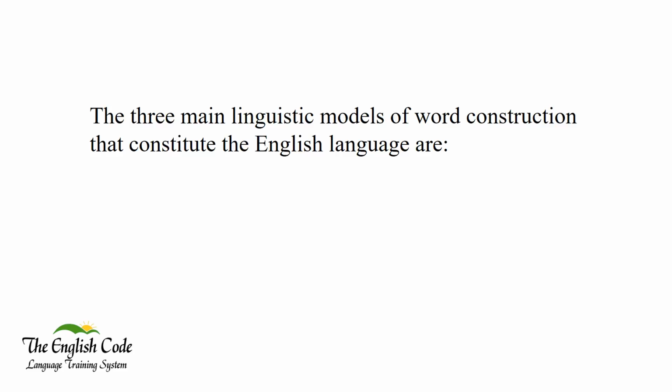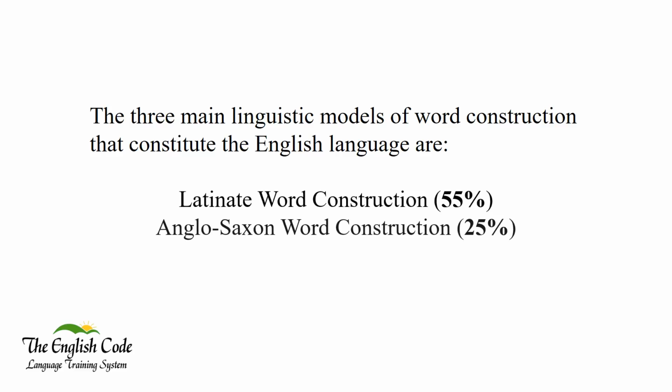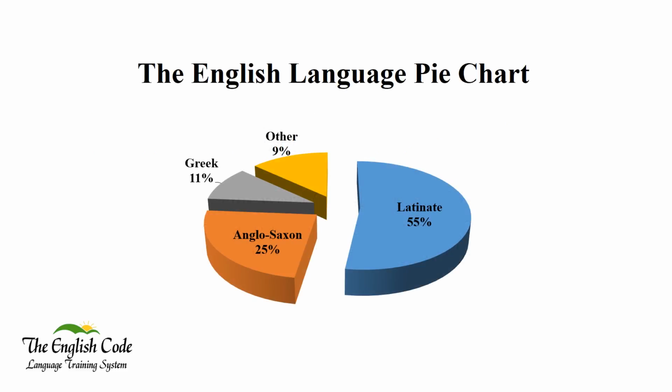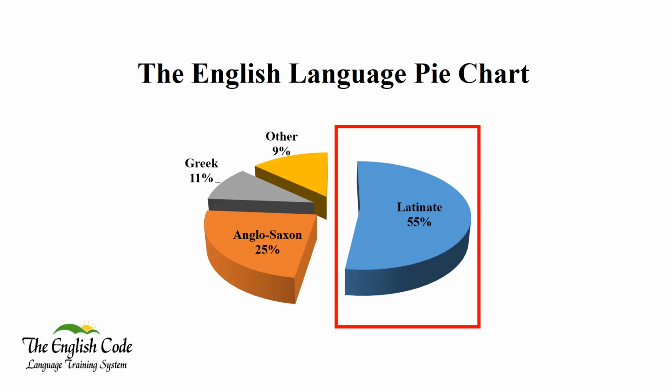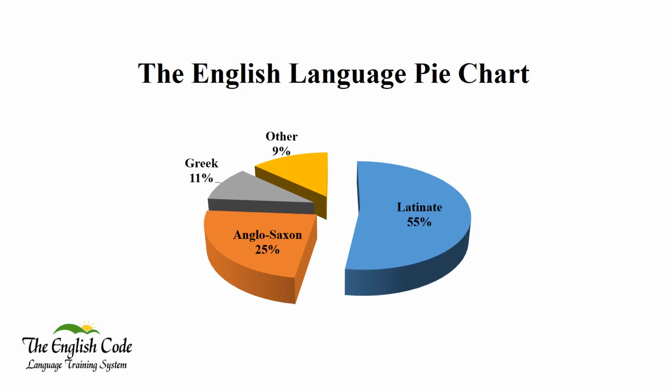The three main linguistic models of word construction that constitute the English language are Latinate word construction, Anglo-Saxon word construction, and Greek word construction. Here is the English language in pie chart form. You can see that Latinate word construction constitutes 55% of our language. In other words, a little over 1 out of every 2 words in our language is based upon Latinate word construction.